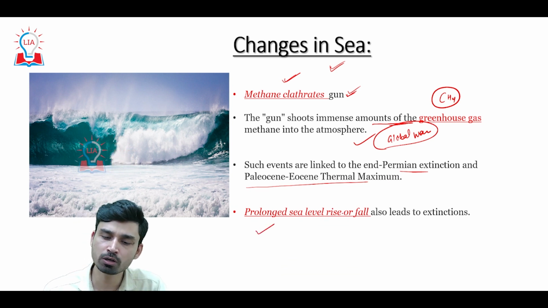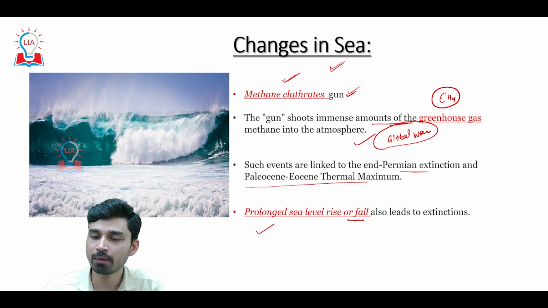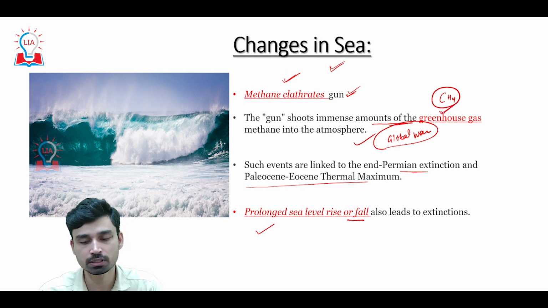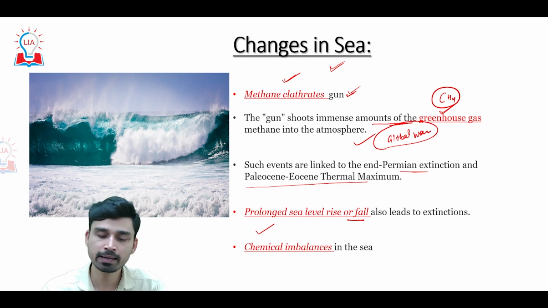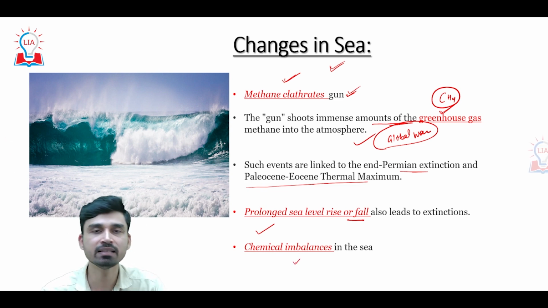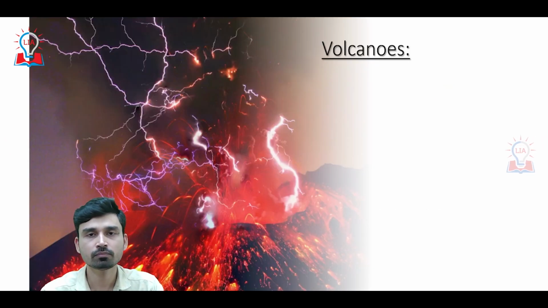So this kind of event has already caused extinction to a certain extent on the Earth's surface. Not only that, the prolonged sea level rise or fall that can happen due to the increase in GHG concentrations can also lead to extinction that we have already seen before. Not only that, it can also lead to chemical imbalances in the sea.